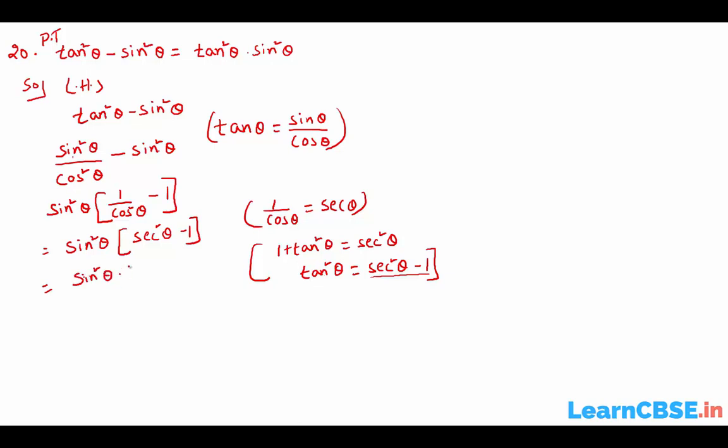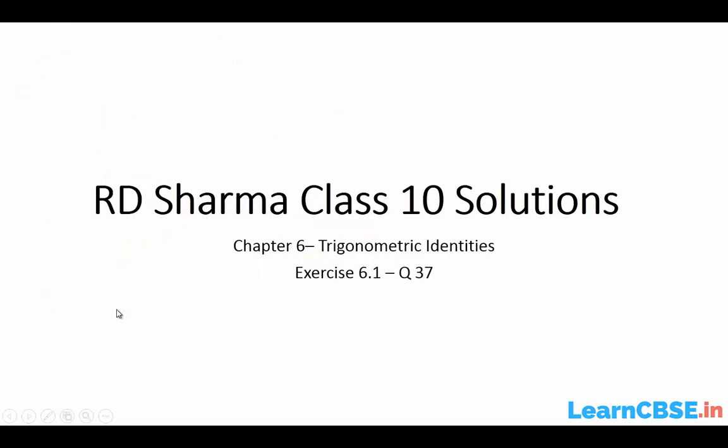Sin square theta into tan square theta. That's what I asked. Tan square theta into sin square theta. That is RHS. So we shall move to the next problem. Same chapter, same exercise, question number 37.